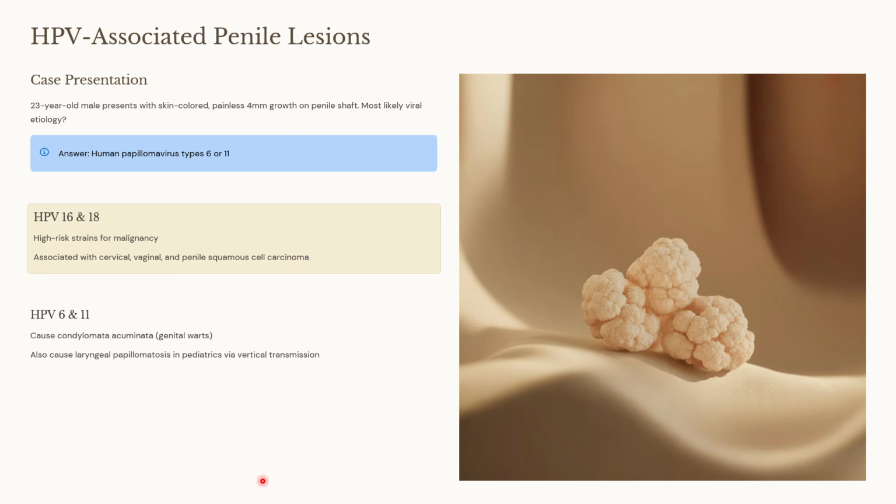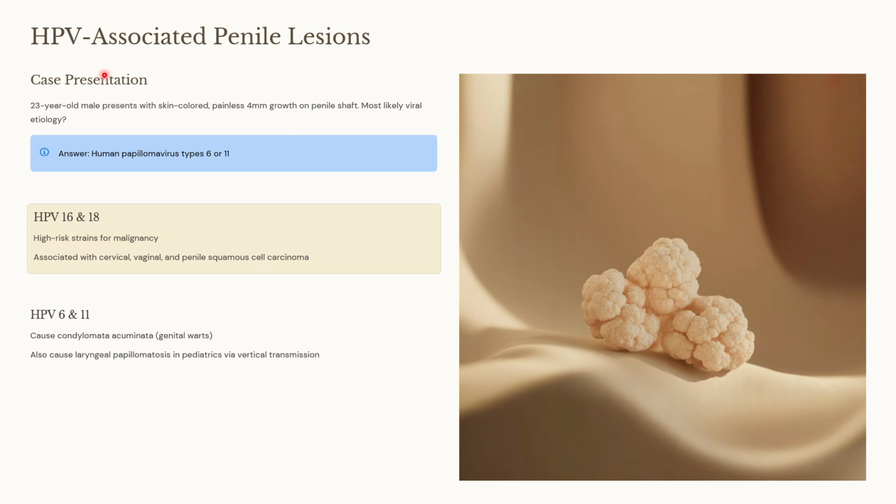Let's talk about the HPV associated penile lesions. How will the human papilloma virus, when it causes a penile lesion, present? It will be what kind of growth? So this is how the question will be. Skin colored, or even dark colored, painless, 4 millimeter growth on the penile shaft. It will be a typical growth, and there will be no ulceration in the human papilloma virus.